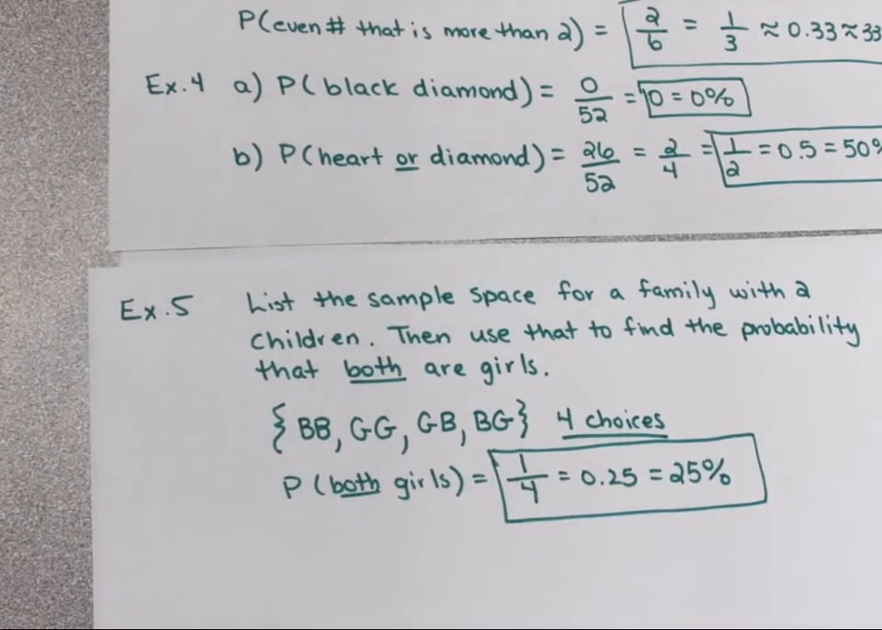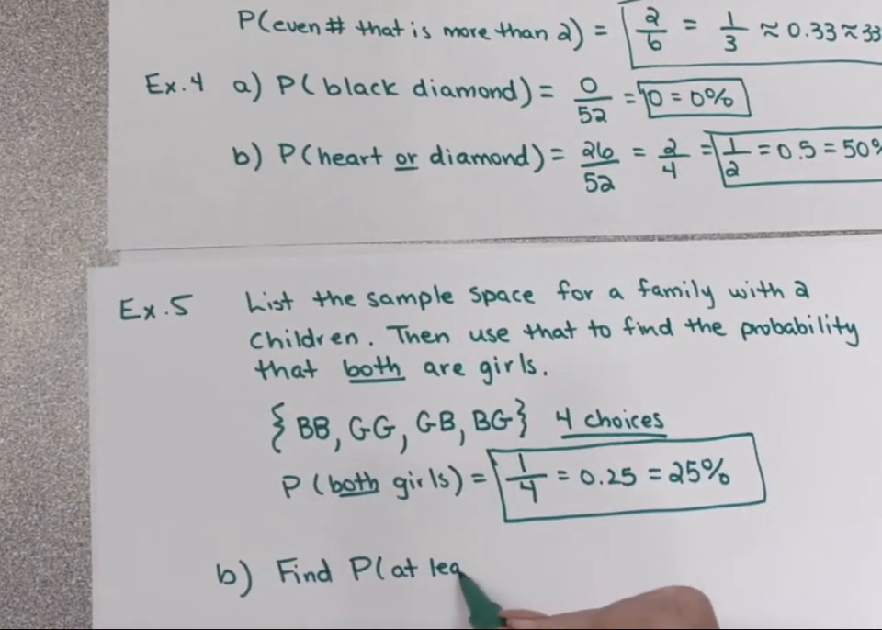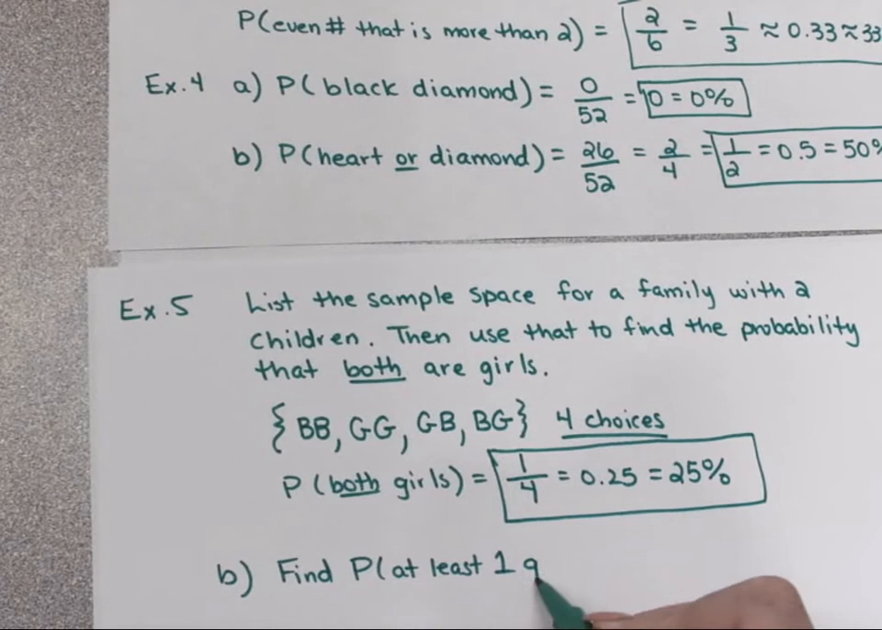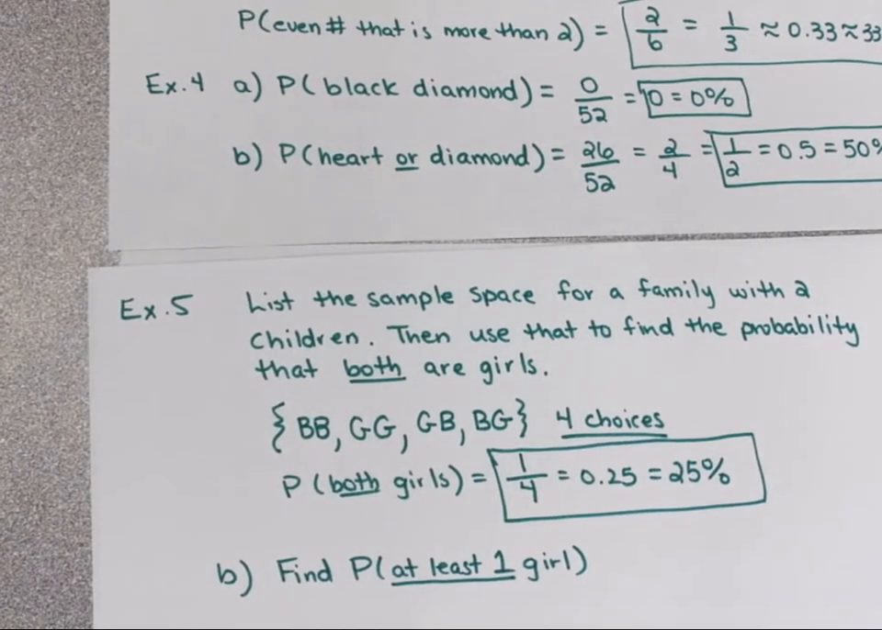Okay, so sometimes a sample space can be a really nice way for us to figure out compound events like this. Let's say I added a part B. So what if I asked you to find the probability of at least 1 girl? Okay, so I'm going to underline that. What does at least 1 mean? It means 1 would qualify, but what else would qualify? 2, right? In this case, that's the highest possibility, right? So the probability of at least 1 girl.